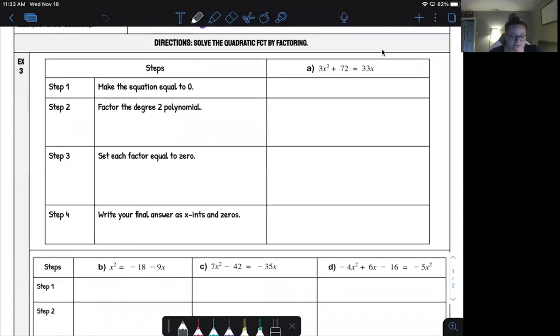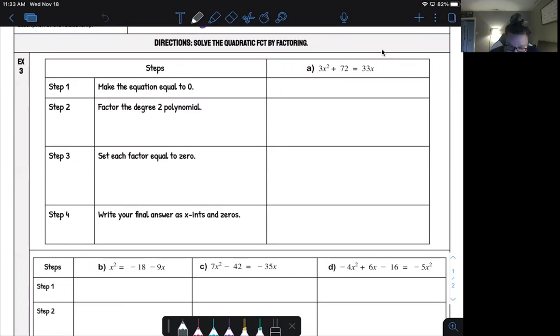So our directions, of course, are: solve the quadratic function by factoring. I've got our steps listed out. They're the same steps from lesson 7. So again, nothing's changed in the steps. We're just applying it to some more difficult problems.